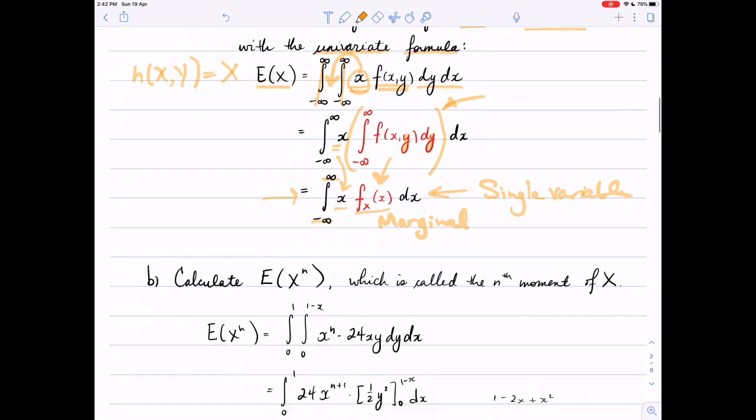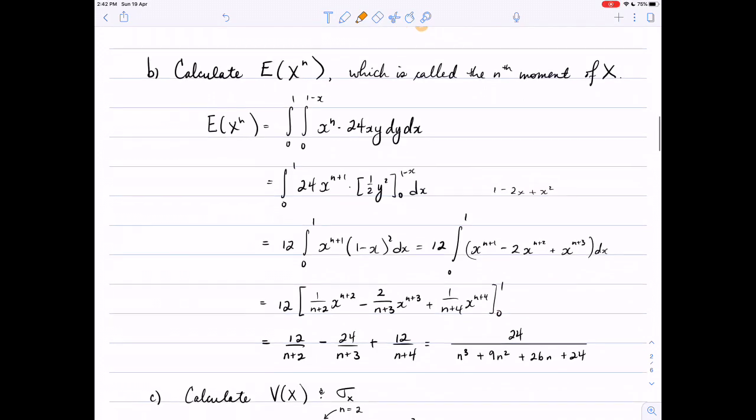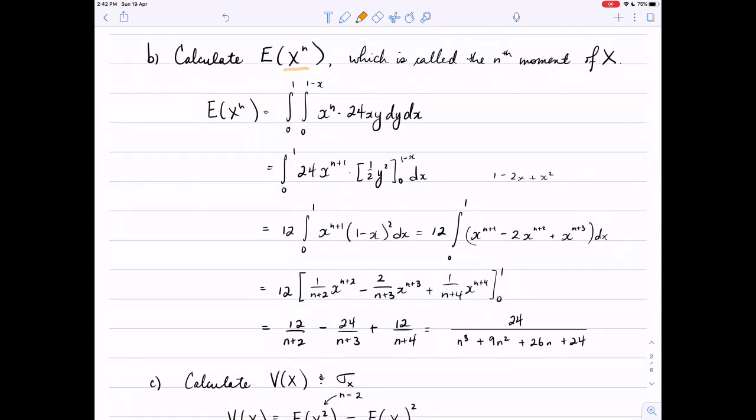So let's also calculate the expected value of X to the n. Now we have a function h of x,y equal to x to the n, which is called the nth moment of X. That is a little foreshadowing of a later unit that we are going to do on moment generating functions. We are going to use this important expected value here, E of X to the n.